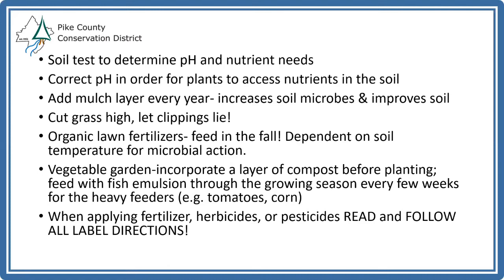You could use organic lawn fertilizers. Feed in the fall. Don't feed in the spring. If you feed in the spring, you're just feeding the grass that you're going to have to keep cutting. If you feed in the fall, you're feeding the roots, which will give you a better lawn. And if you use organic fertilizers, that's dependent on soil temperature for microbial action. Vegetable garden, you can incorporate a layer of compost before planting. You could side dress or feed during the season with a fish emulsion every couple of weeks, especially for those heavy feeders like tomatoes and corn.